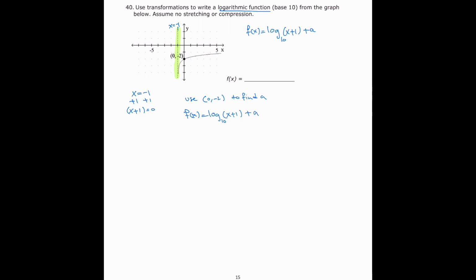If you use this point, you're going to get -2 equals log base 10 of 0 plus 1, plus a. So -2 equals log base 10 of 1, plus a. And we know that log 1 is equal to 0. So we get -2 equals a, which means the function will be log base 10 of x plus 1, minus 2.